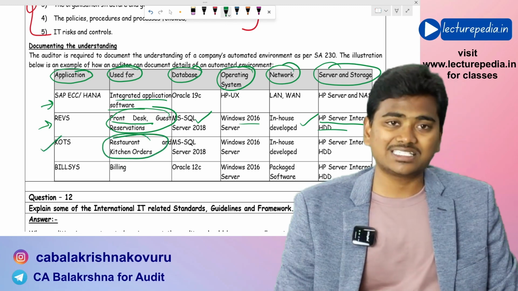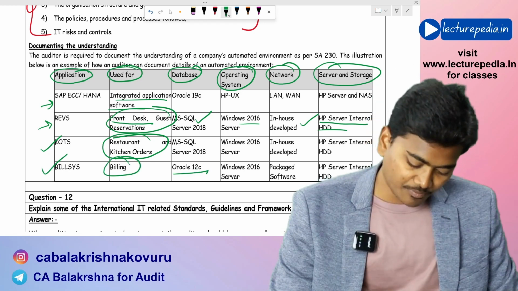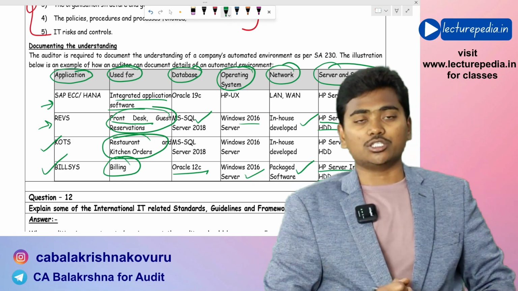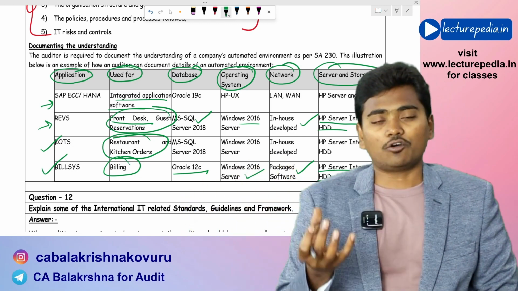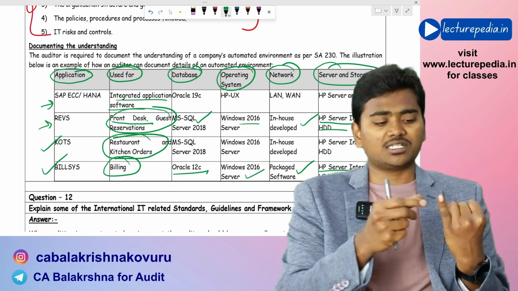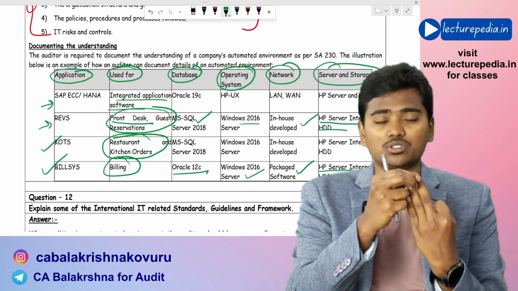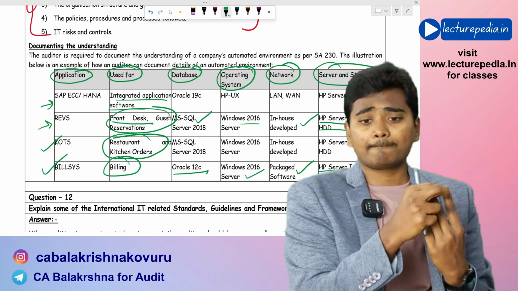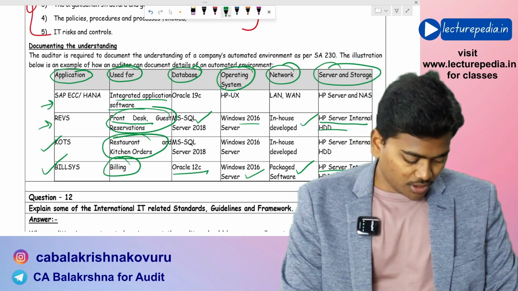COTS is a restaurant kitchen orders management software. Bill system is a billing software, using Oracle 12c as database, running on Windows 2016. It is a packaged software, and HP server internal HDD is used as the storage device. This way you need to document the applications being used. You just need to mention the name of the application and the purpose for which it is being used. Next, the database used for the application, from which it is getting the data, the operating system on which it is run, and the network and the storage device. This way you need to document.